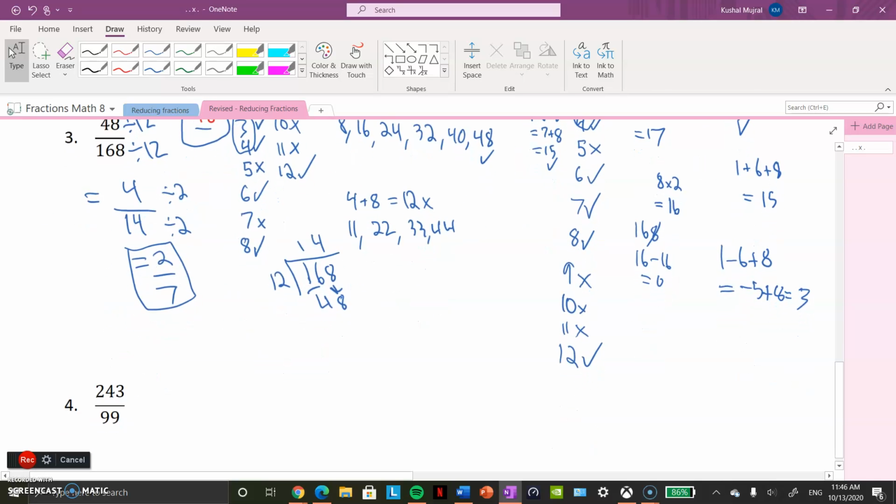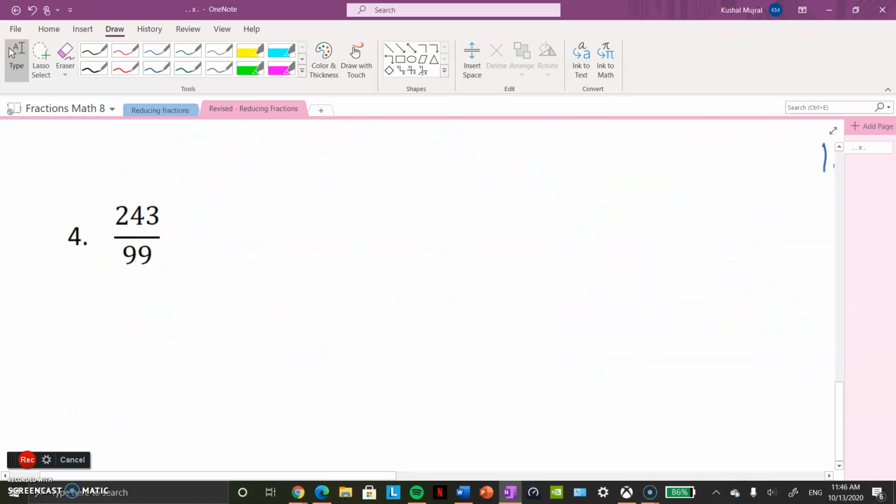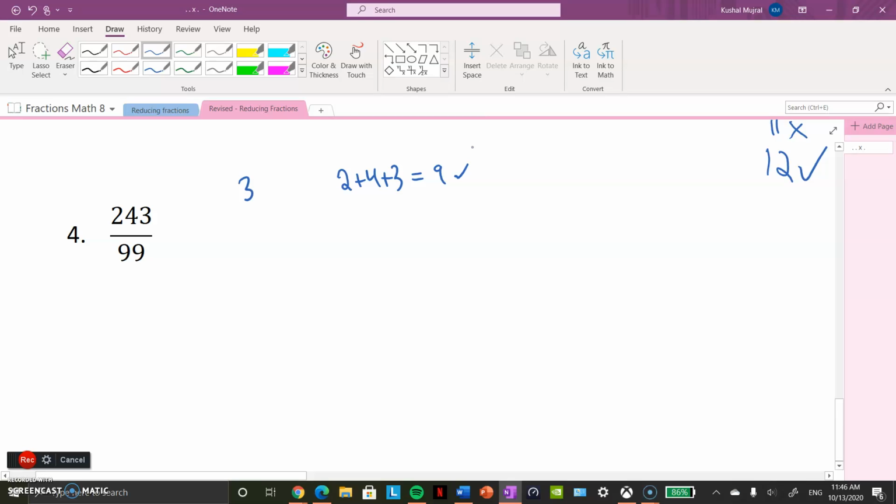Okay. Now let's look at 243 over 99. We could do some of these in our head, so we already know that 2 doesn't work. Now let's look at 3. So 2 plus 4 plus 3 is 9, so yes, it's divisible by 3. We're looking at 243 right now. We know 4 doesn't work because it's not even. We know 5 doesn't work because the last digit isn't 5 and it isn't 0. We know 6 doesn't work because 2 doesn't work.